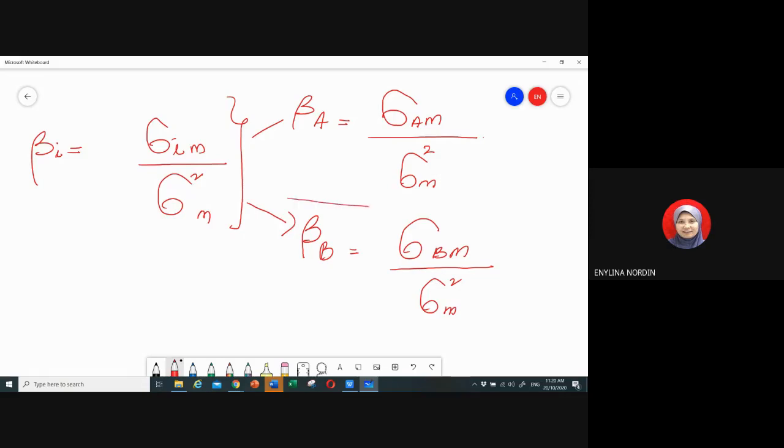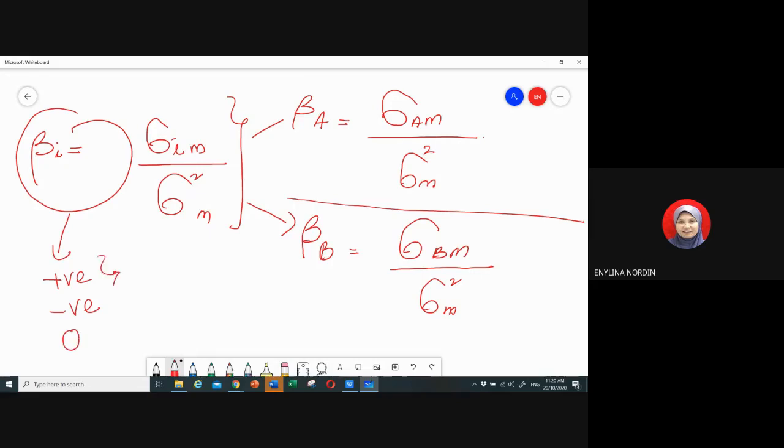Okay, now, so the beta can be a positive value, can be a negative value, can be a zero. And there is no range for beta. Tak semacam covariance and correlation. Covariance, correlation range between positive 1 and negative 1, right? Tapi kalau beta, it can be more than positive 1, it can be less than negative 1.